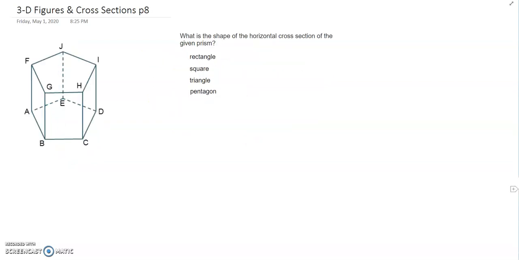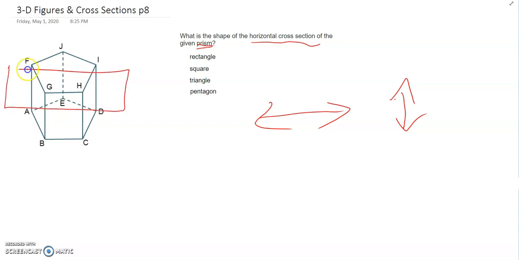All right, the question for slide 8 is asking about a cross section. So in this one, we have to pay attention to what type of cross section we're doing. It says, what is the shape of a horizontal cross section of a given pyramid, given prism? So horizontal, we know, goes left and right. Remember, vertical goes up and down. So if I do a cross section horizontally, like this way, what kind of shape are you going to get? You should get this kind of shape that looks exactly like the bases. So you should get a pentagon shaped cross section, the same as the bases.